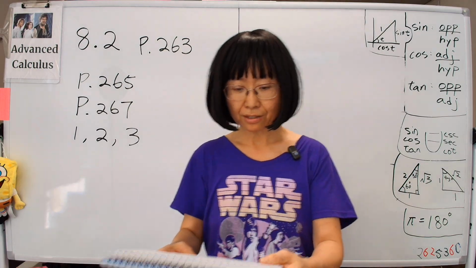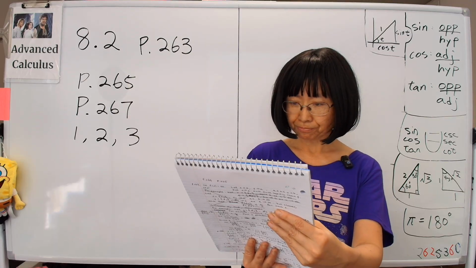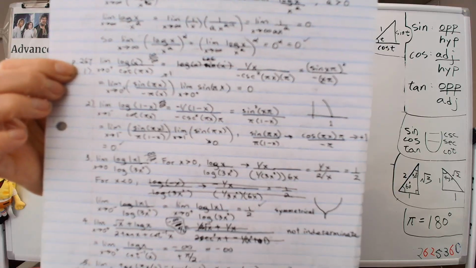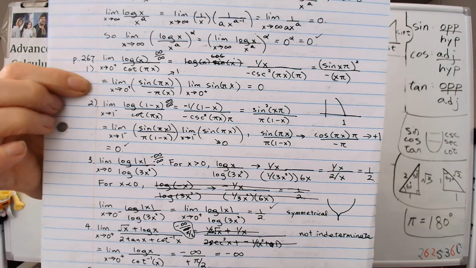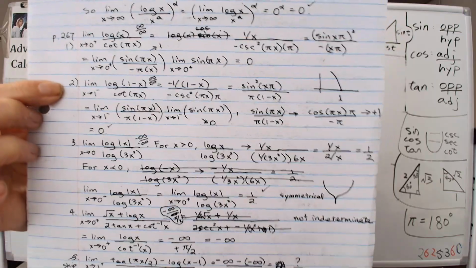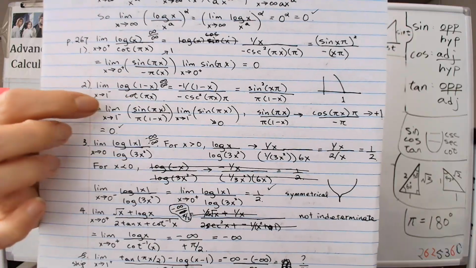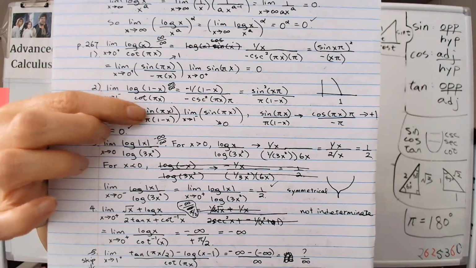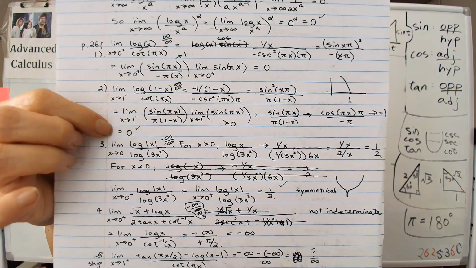So let's look at problem 1. Problem 1 is fairly straightforward, I believe. You just take the derivative and the answer comes out nicely. Problem 2 is similar. We have to break it into two parts, where one part goes to 0 and the other part goes to 1. As a result, it equals 0.